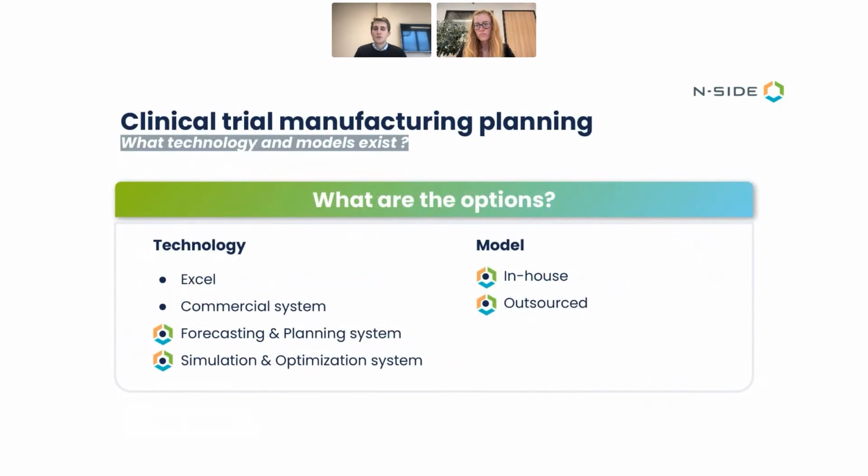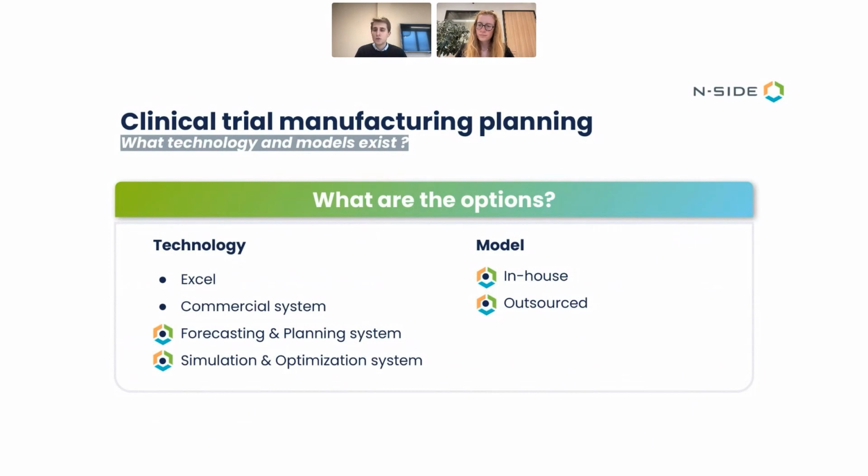So in terms of clinical trial manufacturing planning, what technology and models exist right now? I've brushed over that a little bit before, but a lot of people still come to us and say, hey, look, we're doing that with Excel. And as I said, some are still using commercial systems as well. It's great to have one system that does it all, but sometimes one system that does it all isn't capable of really adapting to those specific constraints of clinical trials, and that can also bring its own issues.